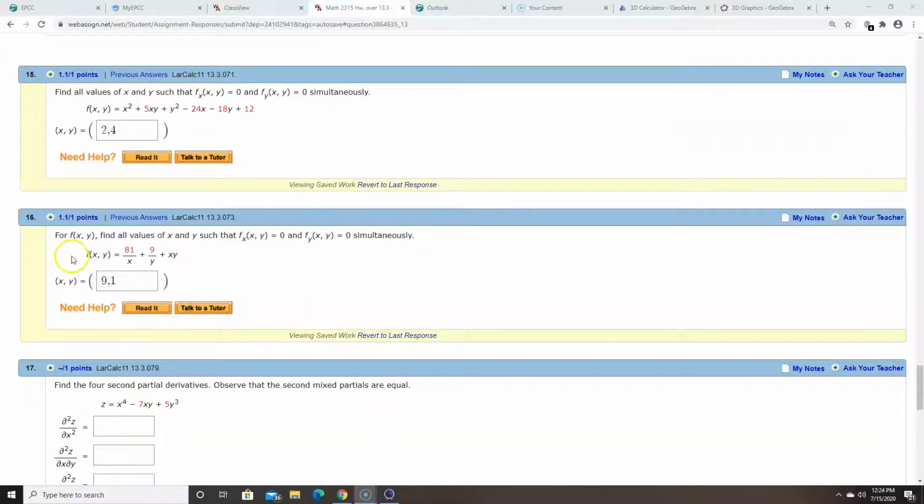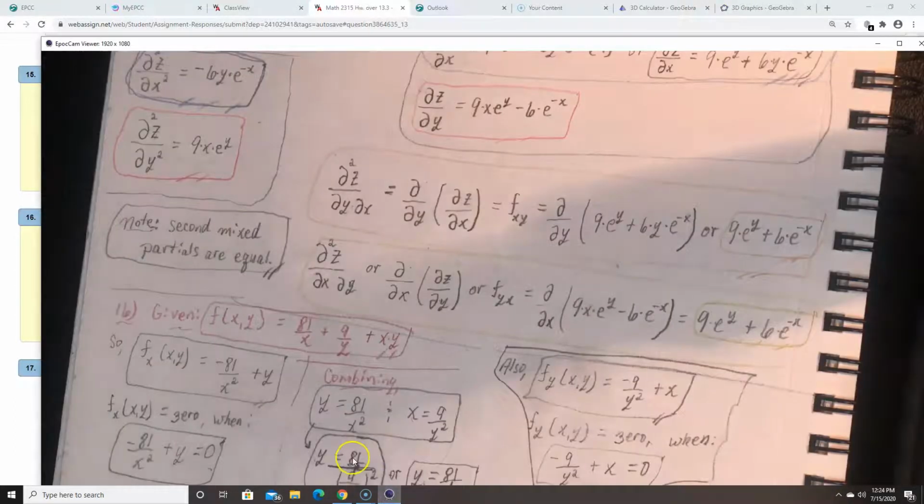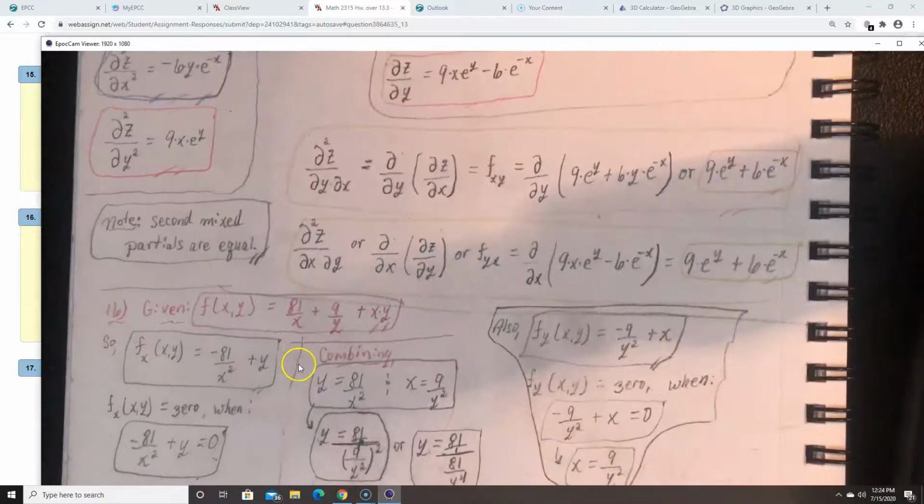So we need to take the partial derivative of this with respect to x, and then again with respect to y, and then we're going to set them equal to 0. So here we go. For 16, f of xy is equal to this. You can always move this up, so it'll be 81 times x to the negative 1, or this one, 9 times y to the negative 1 if we need it.